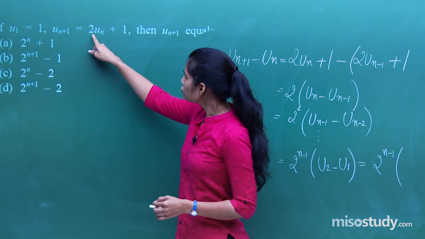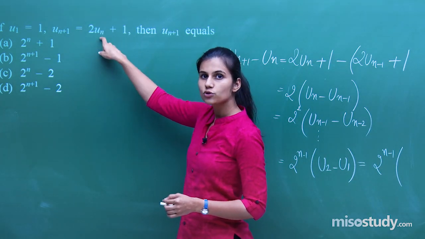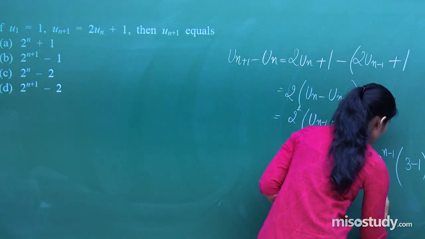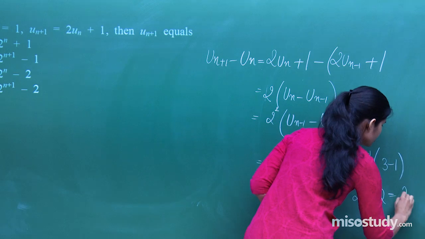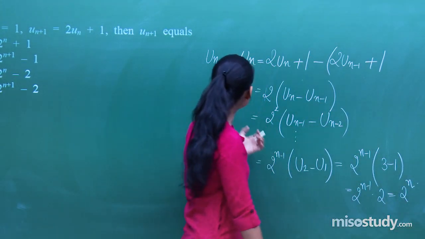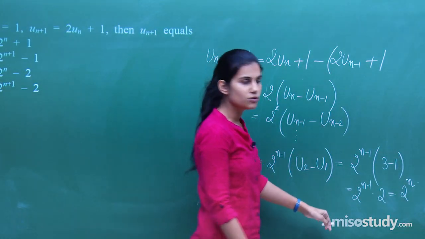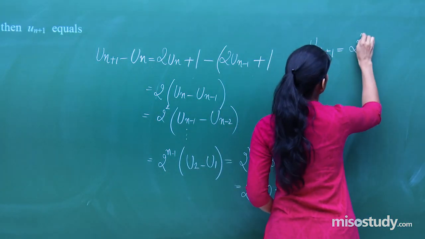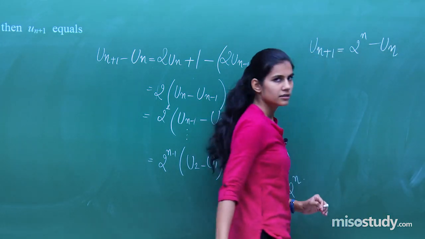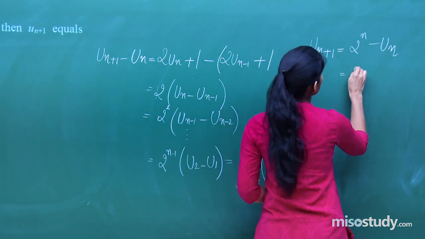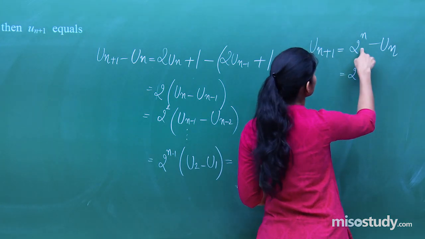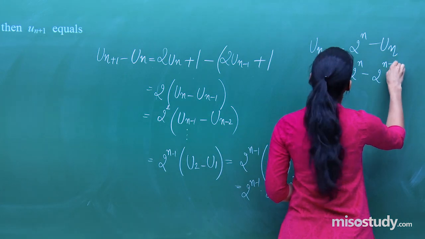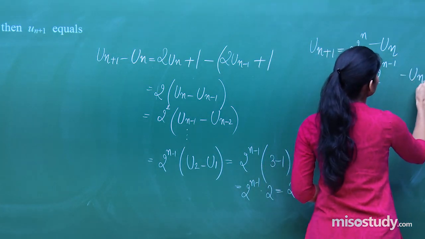u2 will be 2 times u1 plus 1, that is 2 into 1 plus 1, that is 3. So this is 3 minus 1, so this is 2 to the power n minus 1 into 2, which is 2 to the power n. This is not un plus 1, this is un plus 1 minus un. So un plus 1 is coming out to be 2 to the power n minus un. Right? This will be 2 to the power n, this un plus 1 is 2 to the power n minus un. So un will be 2 to the power n minus 1 minus un minus 1.